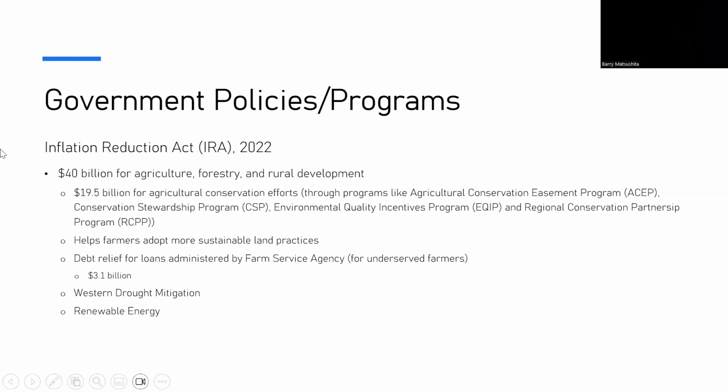And so some government policies and programs that are in place right now to battle inflation is the Inflation Reduction Act, which was passed in 2022. And it guarantees $40 billion for agriculture, forestry, and rural development. And 19.5 billion of that money is for agricultural conservation efforts. And this is achieved through programs like the Agricultural Conservation Easement Program, the Conservation Stewardship Program, Environmental Quality Incentives Program, and Regional Conservation Partnership Program. All of these are designed to help farmers adopt more sustainable land practices.